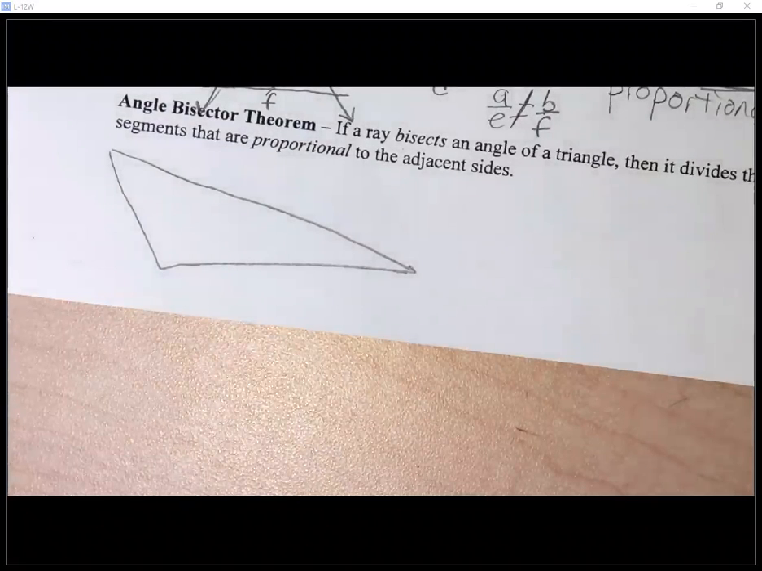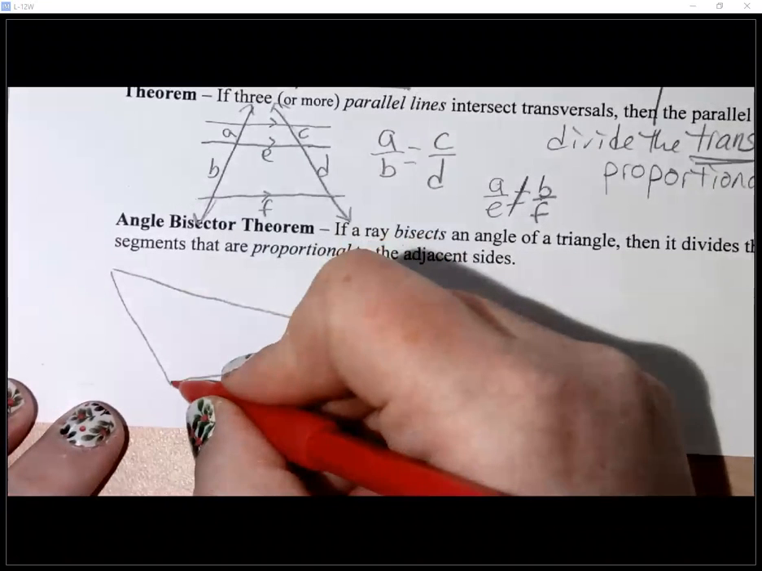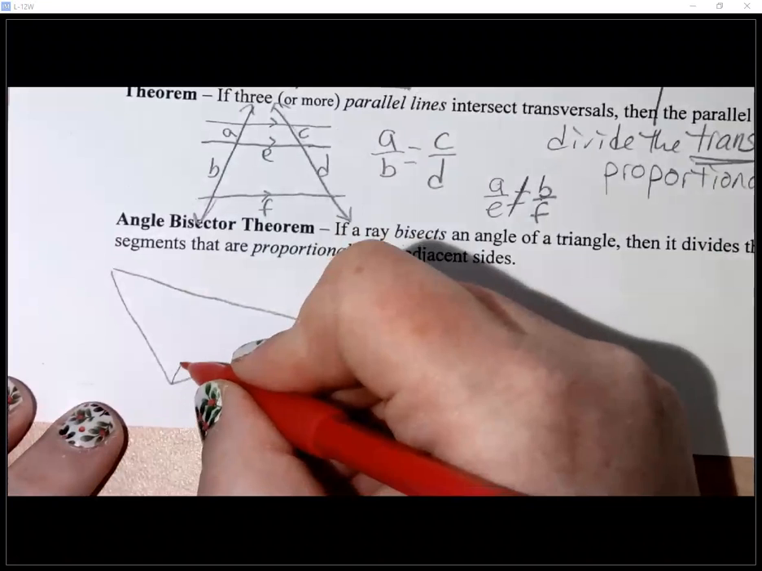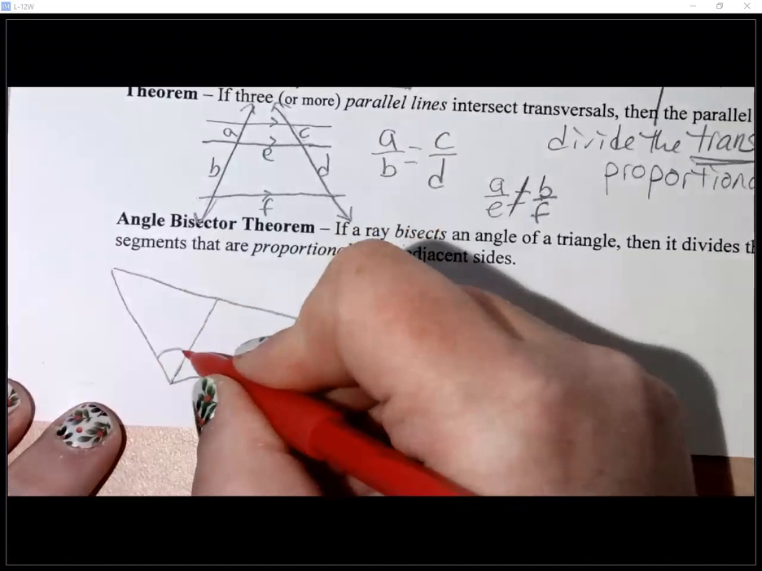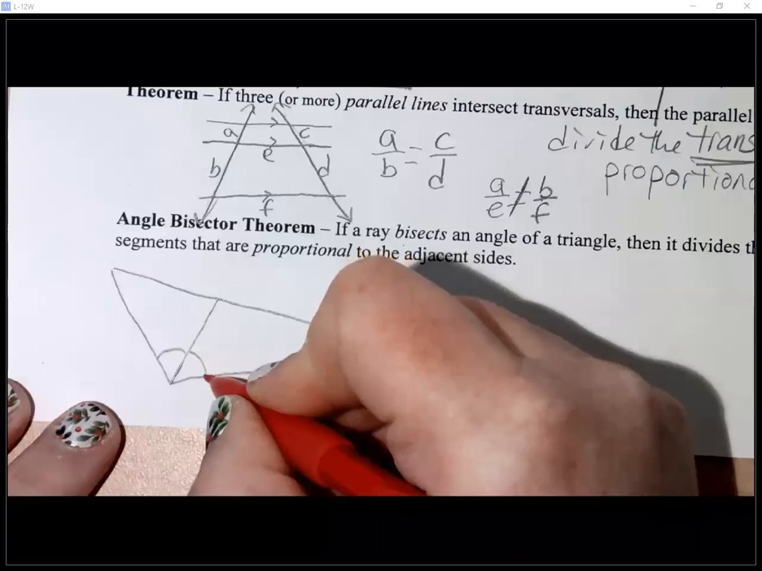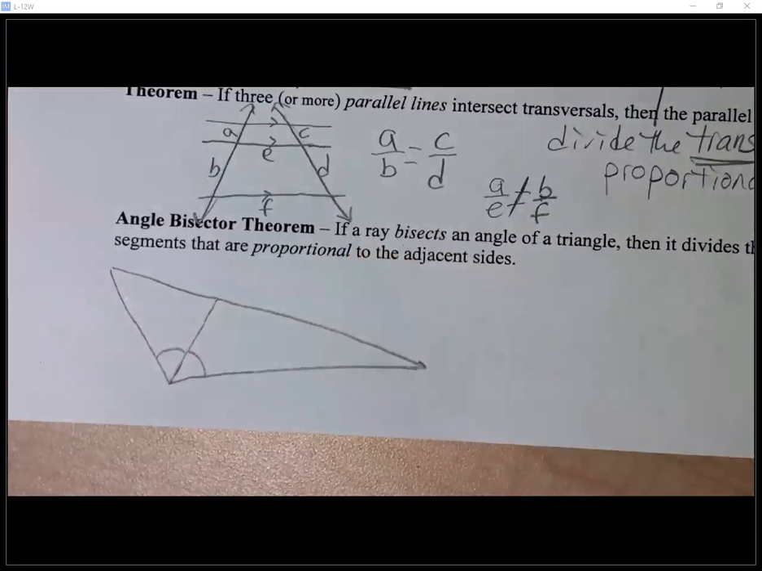All right, so draw yourself an obtuse triangle, and we're going to bisect our obtuse angle. So draw yourself about the best angle bisector that you can. Mark that congruent, so you know, in fact, you have created an angle bisector.